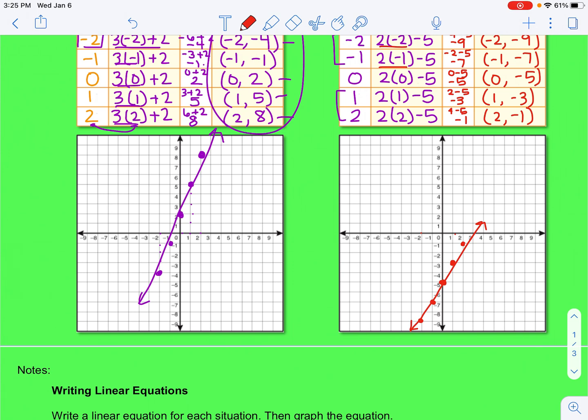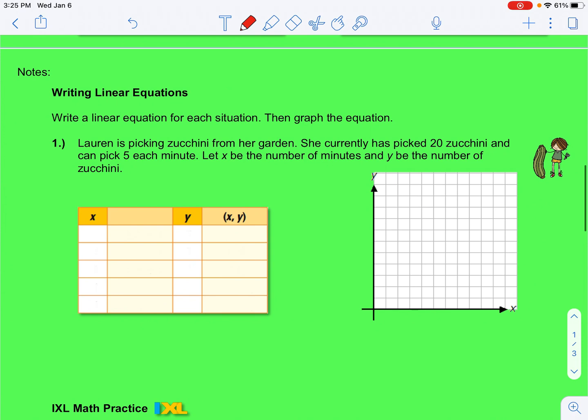Alright, we have one problem left. This time, we need to write our own linear function for this situation, and then we need to graph our equation. Alright, so Lauren is picking zucchini from her garden. She currently has picked 20 zucchini and can pick 5 each minute. Let x be the number of minutes and y be the number of zucchini.